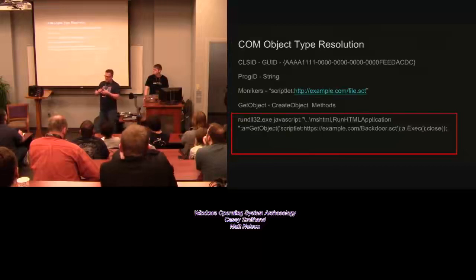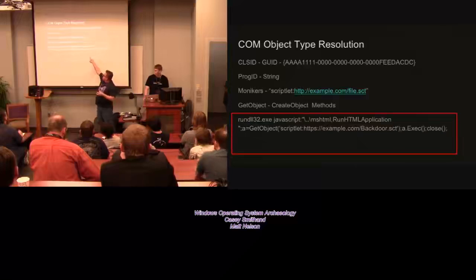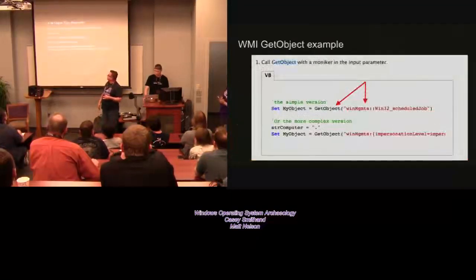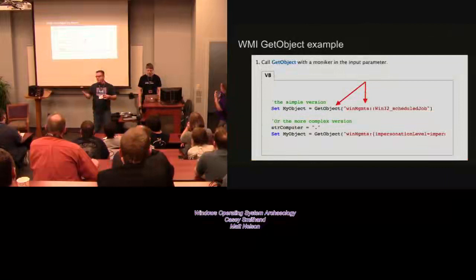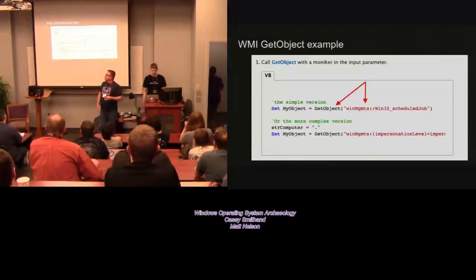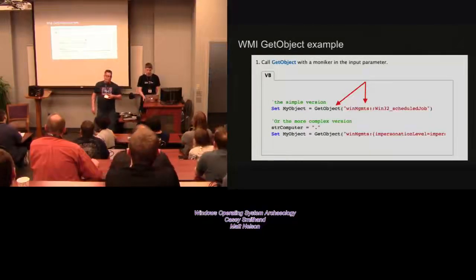And so here's some examples of how to do that with run DLL32. You're calling get object and you pass that path, it's going to go out and fetch that COM definition and create it in memory for you. There are other monikers. So there's WMI monikers, like Win Management System or something like that. There's a bunch of these on the system that can be used to invoke different calls.